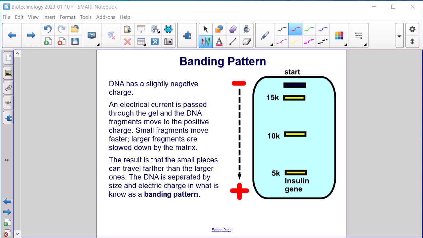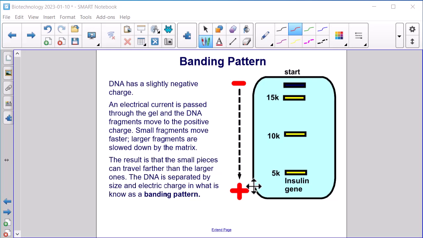So you can see up here this start, that was where on the previous slide we could see the digest being loaded onto the gel. And the sample will slowly move toward this positive. Small fragments move faster. Larger fragments are slowed down by the matrix. The result is that the small pieces can travel farther than the larger ones.